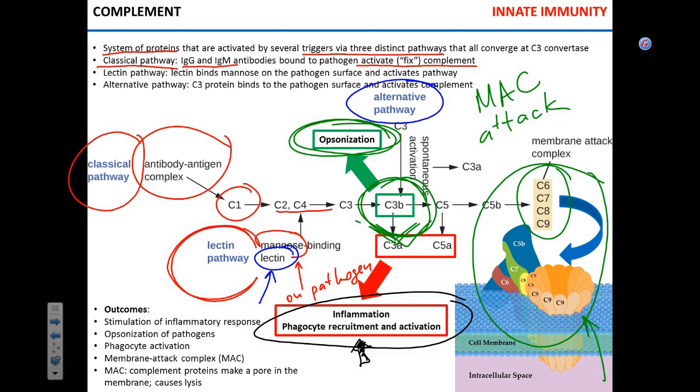Okay, so the 3 outcomes of complement activation are stimulation of inflammation and leukocyte recruitment, that's 1 in the bottom. Opsonization, that's 2. And MAC attack. Any questions? Good?